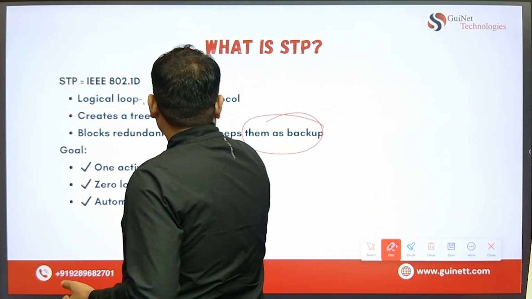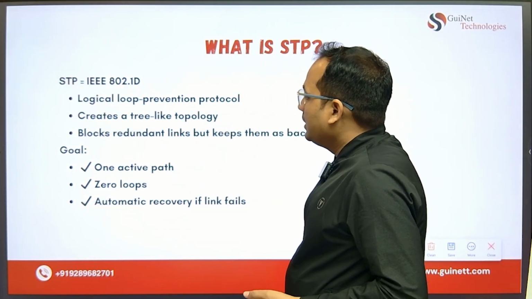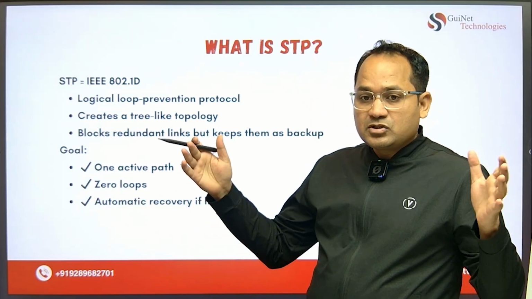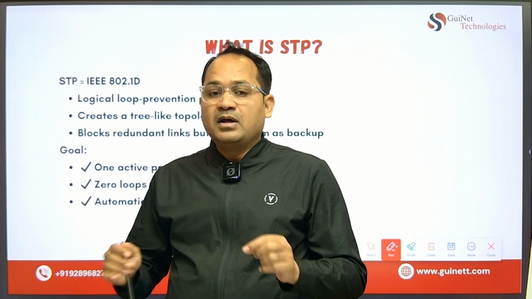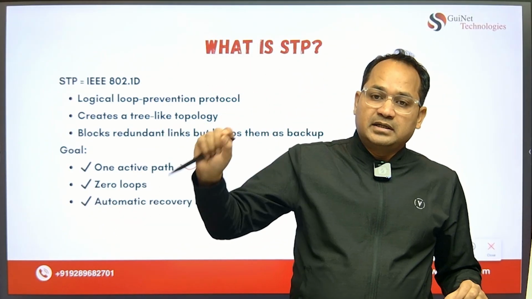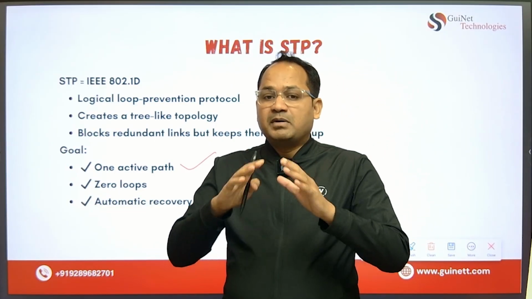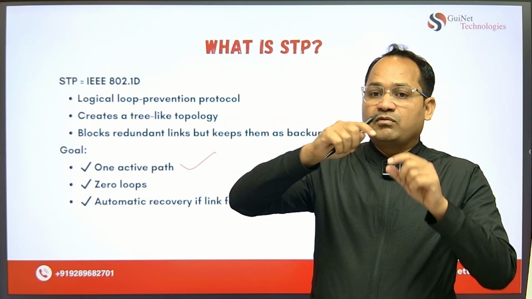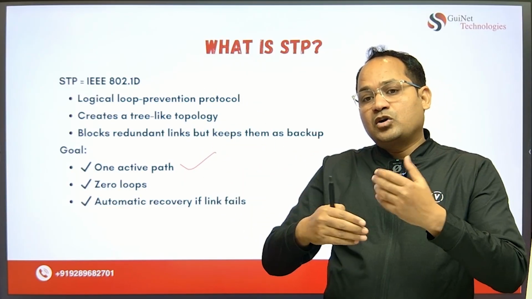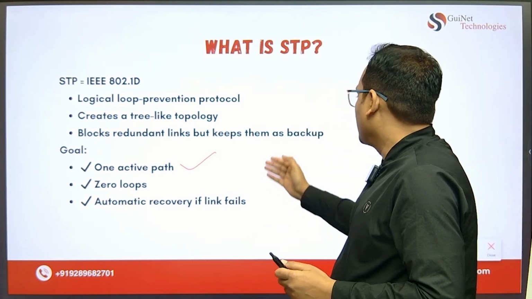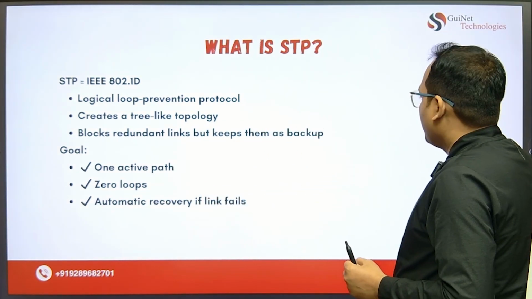Okay, so now moving forward guys, the goal is going to be one active path between the switches. It means if you have multiple links, only one link is going to carry the data, so avoiding the extra links means zero loops are going to happen. And in case multiple links are available, if the link that is exchanging the data fails, the automatic backup link is going to be available to make sure my data transmission is not impacted. So I hope you understand that.